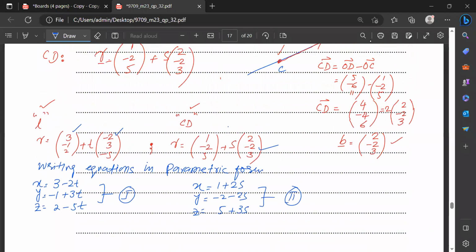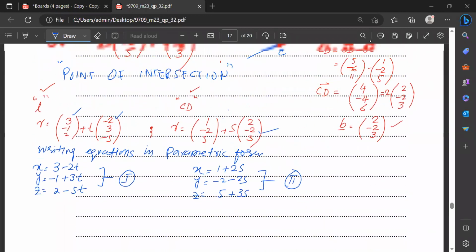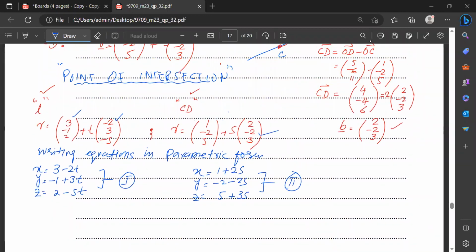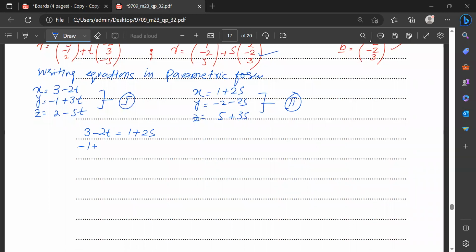As I'm looking for the point of intersection, this is the procedure for the point of intersection. Write both equations in parametric form. Looking for the point of intersection means the x coordinate should be equal to the x coordinate if they intersect. Simply equate x equals x, y equals y, and z equals z.